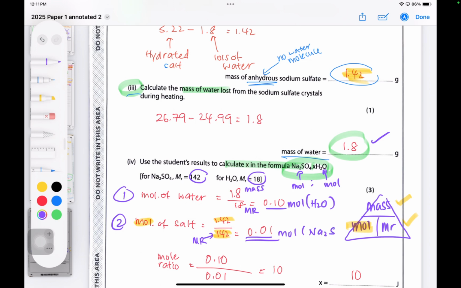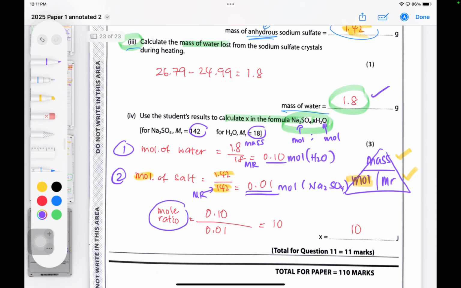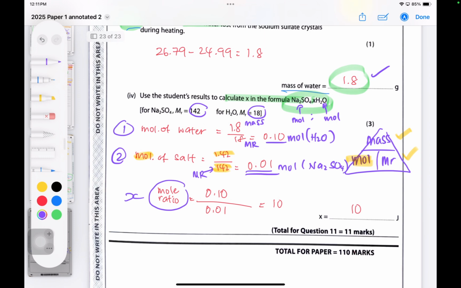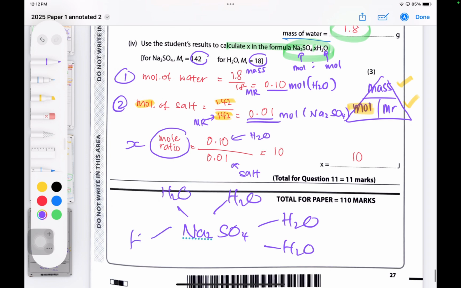Okay, Na2SO4. And then finally you want to calculate the X, the ratio, basically how many mole of water is surrounding the salt. So you put the mole of water over the mole of the salt, and you will get a very nice 10. So what this means is, surrounding this sodium sulfate salt, you actually have 10 molecules of water. That's basically what it means. I'm not going to draw all 10, but visually this is how it looks like.